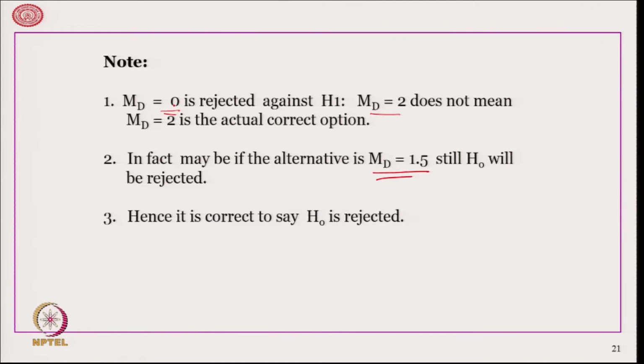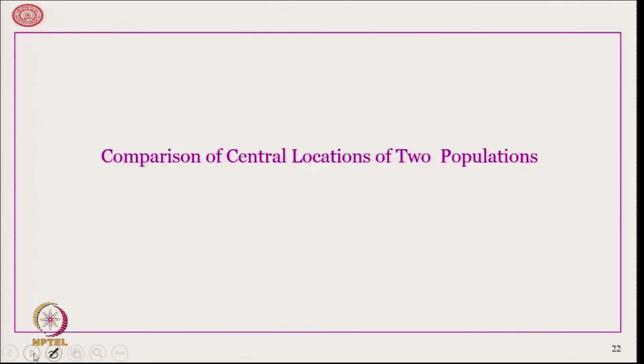Therefore, we are rejecting a null hypothesis does not mean that the alternative is true. So, instead of saying that accepting the alternative, we should say that H naught is rejected. So, this is generally true for testing of hypothesis. Even for parametric cases, it does not mean that rejection of null hypothesis against some particular alternative actually means the value of the alternative is the correct one. So, this is about paired sample test.